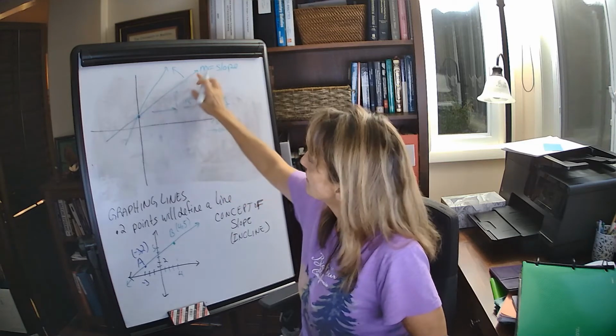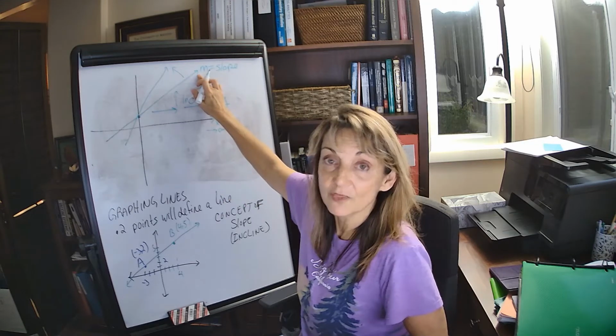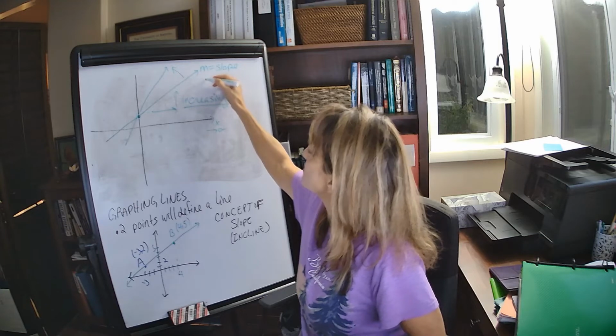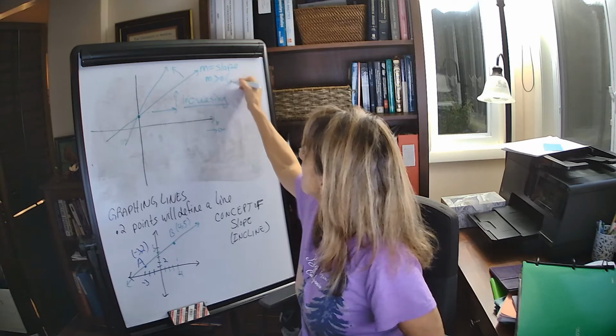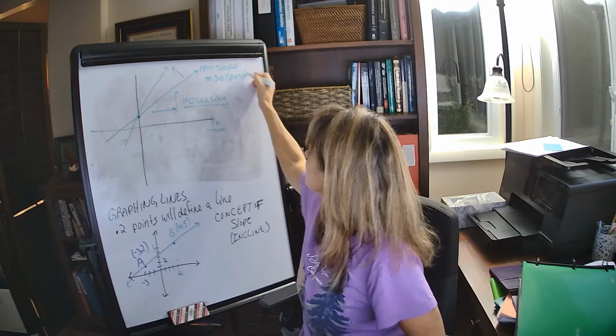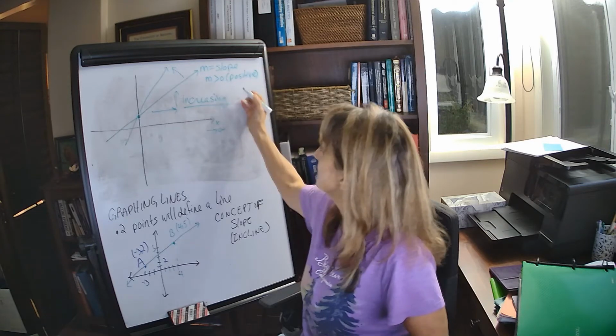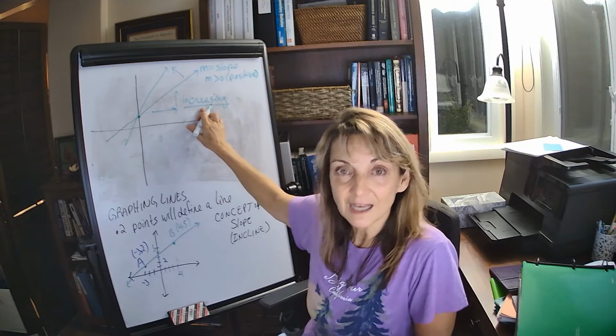Okay, now if I increase the incline, by the way, if this is an increasing slope here on this line, that slope is positive. So m is greater than 0, positive, when it's an increasing line.